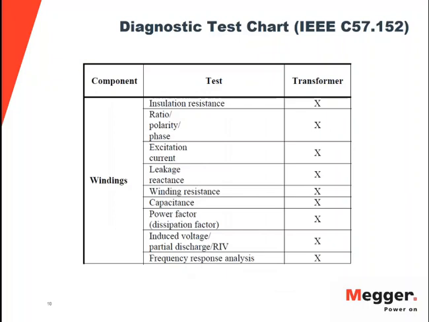The IEEE C57.152 standard has a diagnostic chart which tells you what are the tests that you should perform if you want to check a certain component of a transformer. Since our focus is on the windings, this slide gives you information as what all tests you can perform to check the condition of the winding, and as you can see that it lists the ratio as well as the winding resistance test.